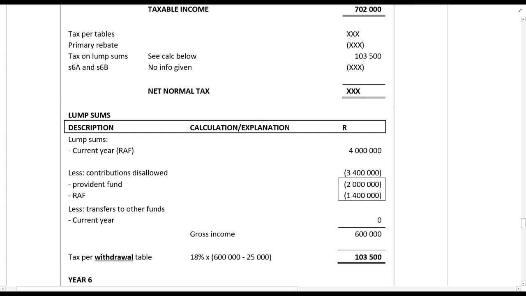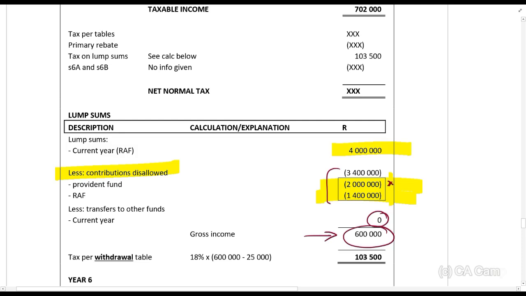Right, so guys, your current year RAF, and I just want you to see the principle over here. The current year RAF, 4 million received, less your contributions disallowed for the Provident Fund and the RAF. There are some stories about Provident Fund not necessarily being allowed. It's not as important for you guys at this point in time. So treat it in a similar fashion as we've done here all the time. You deduct it, transfers to other funds, nil. That gives us our income, and then that's 600,000 rands in your lump sum.